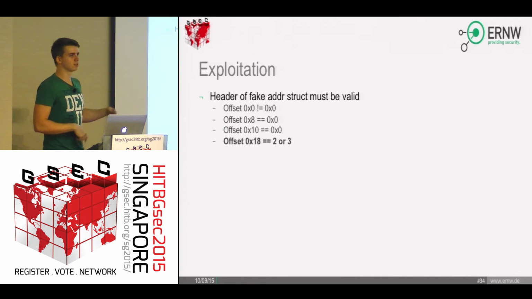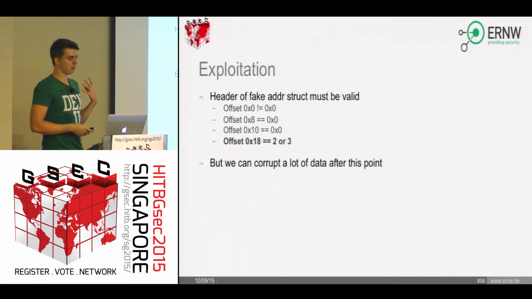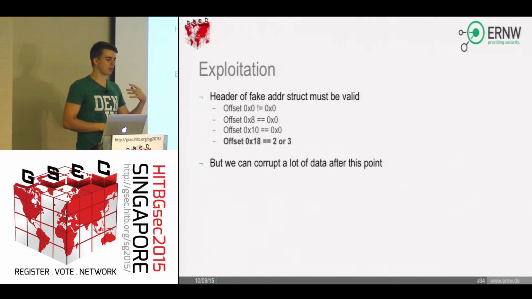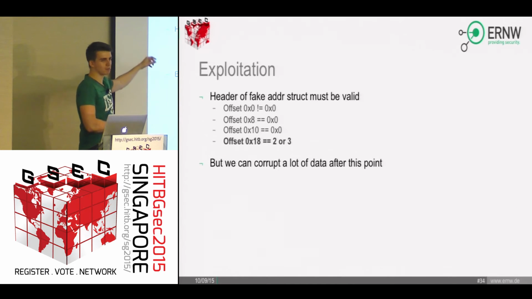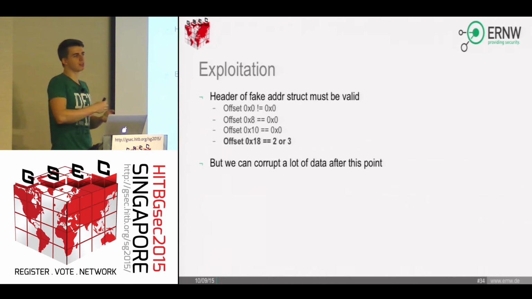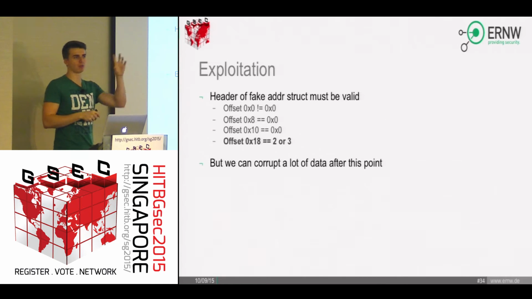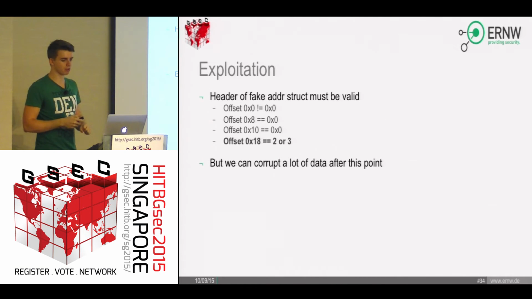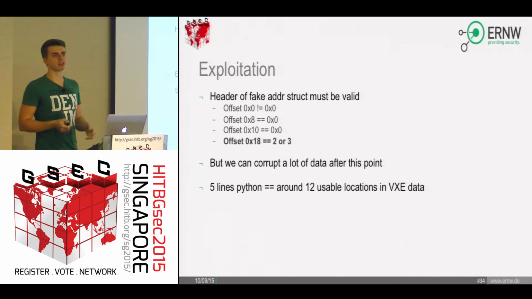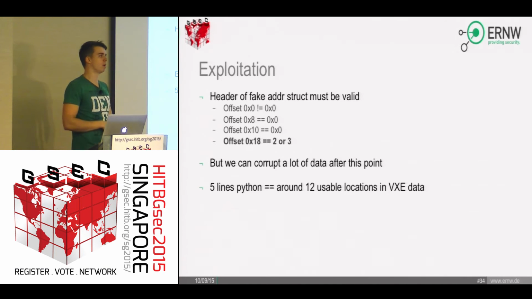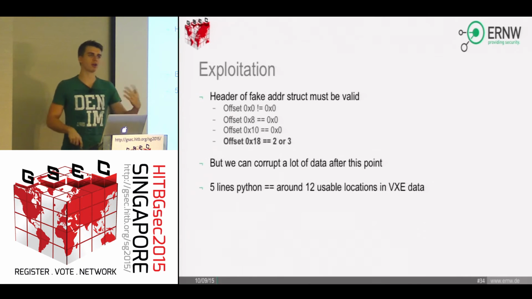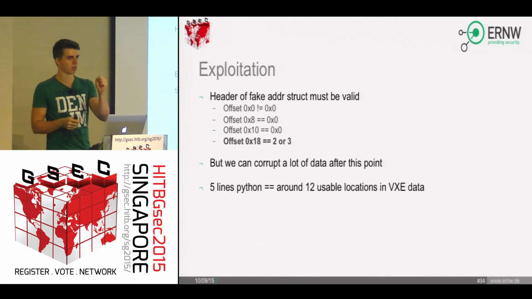I tried at first to do this manually, but keep in mind that if we find such an offset, we can corrupt 10,000 bytes after this point. So we are quite flexible where we point this fake address structure to. And if you just write 5 lines of Python to check for these requirements, it will spit out 12 usable locations in the virtual execution engine data segment, which we can use.